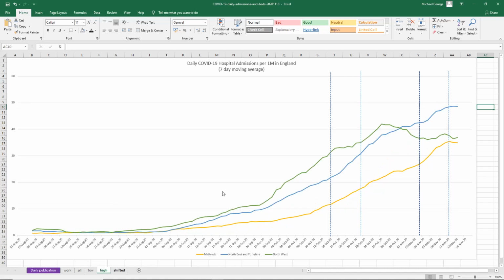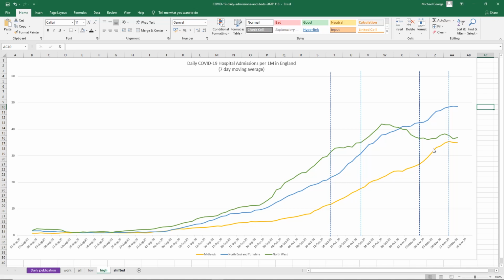So if we look at the areas of higher prevalence, we've got the Midlands in yellow, we've got northeast in blue, and we've got northwest in green. So the green is obviously the northwest dropping off, and I'll come back to that in a moment. The Midlands has continued to rise throughout this period. There have been some kind of levelling off or flattening off and then rising again.